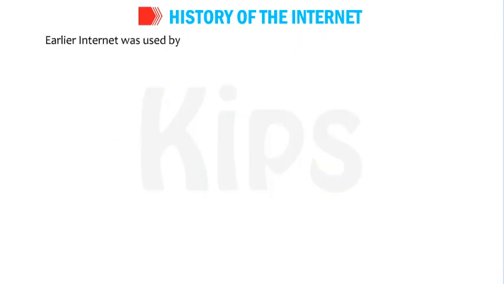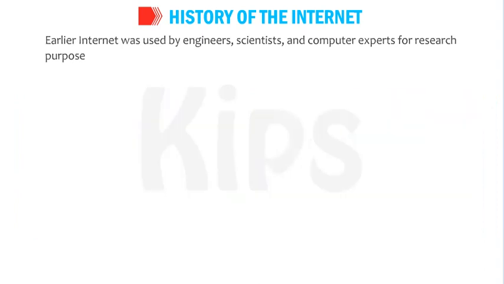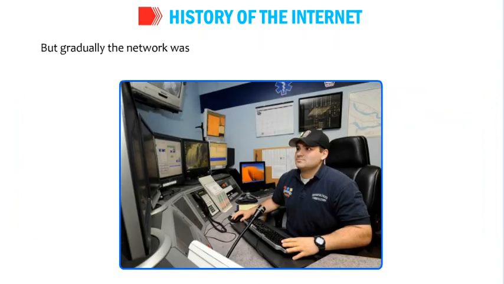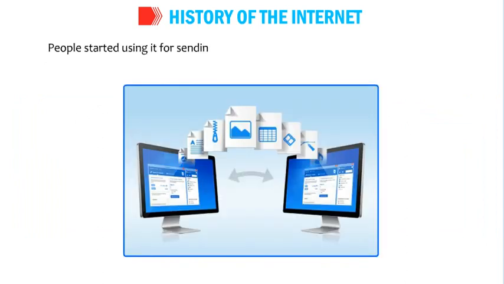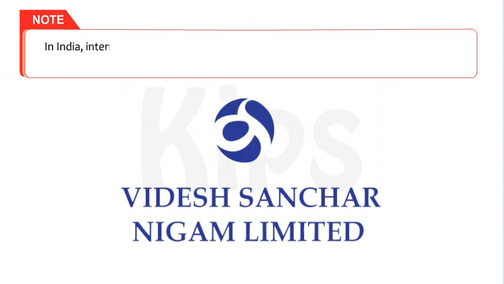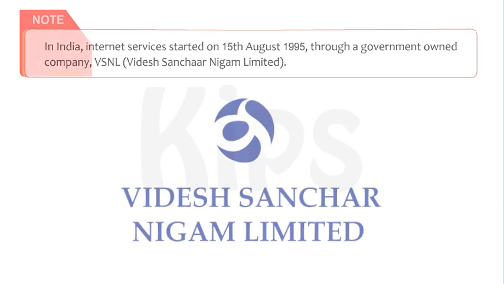Earlier, Internet was used by engineers, scientists, and computer experts for research purpose, but gradually the network was made accessible to private agencies and general public. People started using it for sending messages and files between any 2 computers. In India, Internet services started on 15th August 1995 through a government-owned company, VSNL, Videsh Sanchar Nigam Limited.